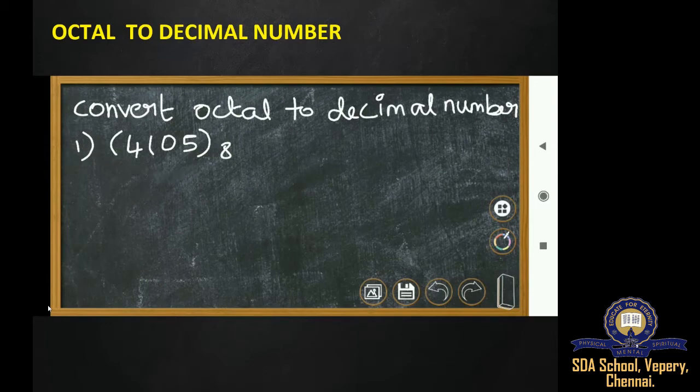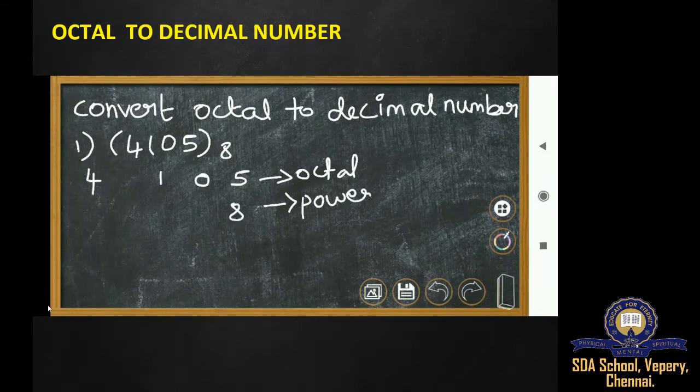First step, we are going to write the digits from right side to left side: 5, 0, 1, 4. What is the second step? We are going to write the power of 8. So 5 is the place, 8 to the power 0, 8 to the power 1, 8 to the power 2, 8 to the power 3.